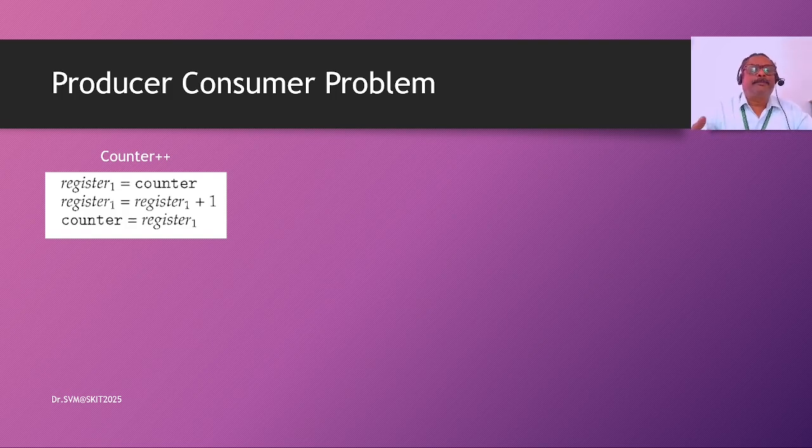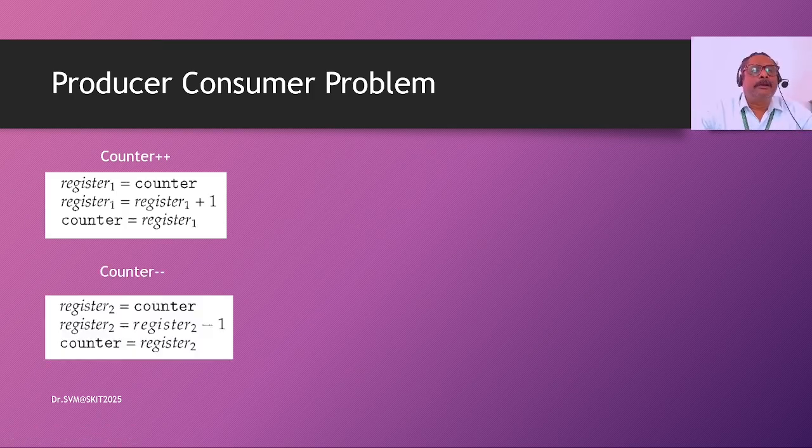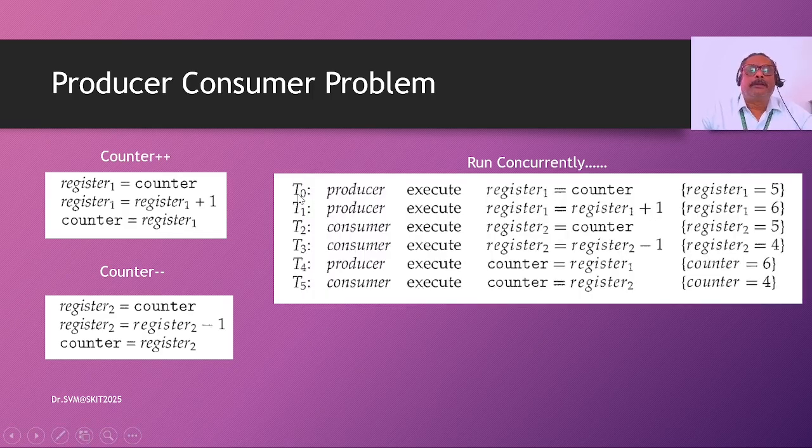So if I take up the previous example, counter value was 5. Now 5 comes to register 1. Register 1 gets updated by plus 1, then it becomes 6, and that 6 is returned back. Looking at another side, the counter minus minus. So that's where the counter value goes into register, the register is decremented and returned back. Now if these two are running concurrently, then at time t0 the producer will execute the first instruction.